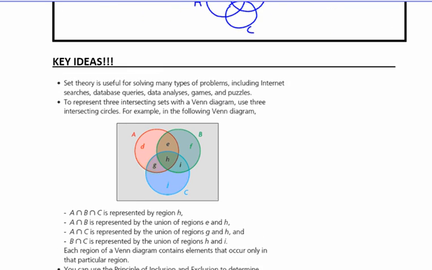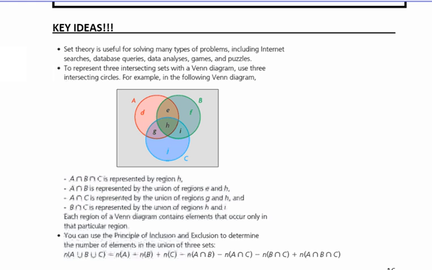So key ideas here. Set theory is useful for solving many types of problems, including internet searches, database queries, data analysis, games, and puzzles. To represent 3 intersecting sets with a Venn diagram, use 3 intersecting circles. When we're solving a Venn diagram like this, my tip for you is always work from the inside out. What part would be the inside? H, yeah. Figure out H, then figure out your next overlaps. So that would be E, G, I. And last, get D, F, J, unless they're already given to you, okay?